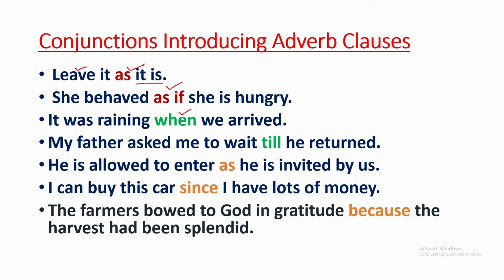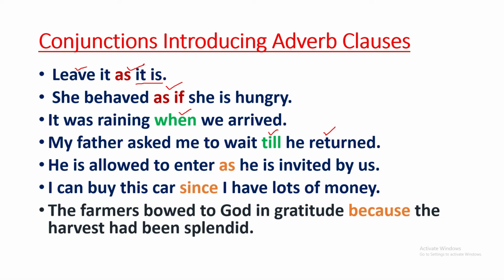My father asked me to wait till he returned. How long did my father ask me to wait? Till he returned. So till is the subordinating conjunction introducing an adverb clause of time. When you ask a question to the verb with how long, what answer comes? That clause is an adverb clause of time. So till is the subordinating conjunction introducing an adverb clause of time. Also, when you ask a question to the verb with how often, what answer comes? That is also an adverb clause of time.